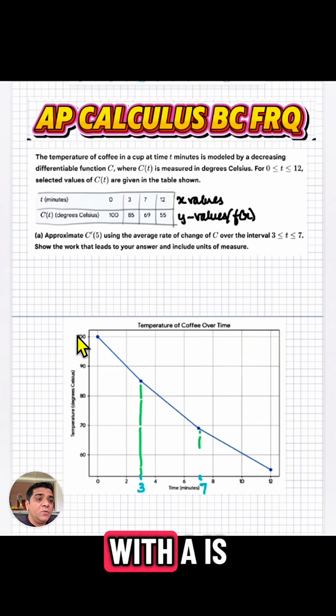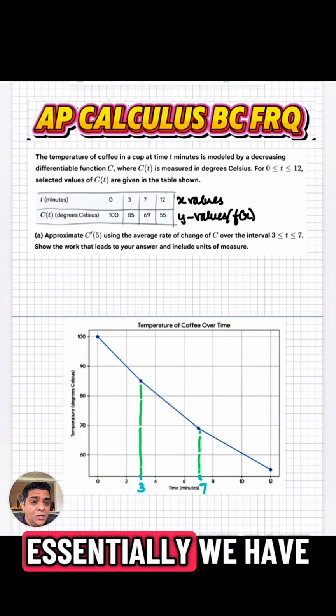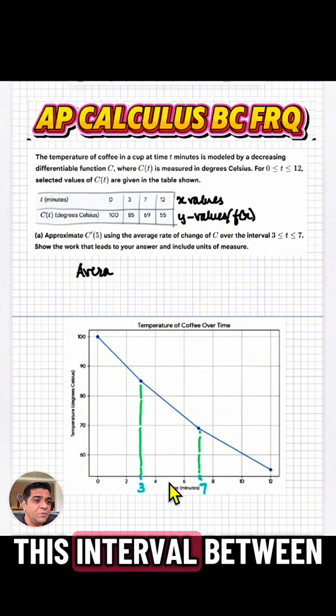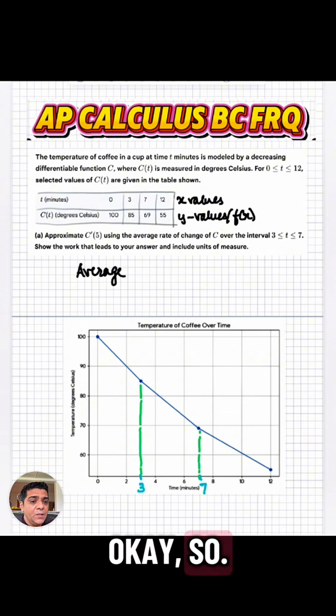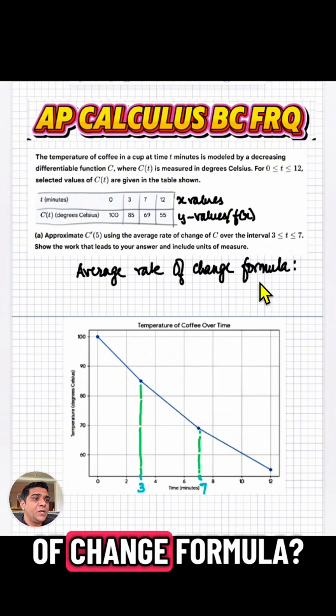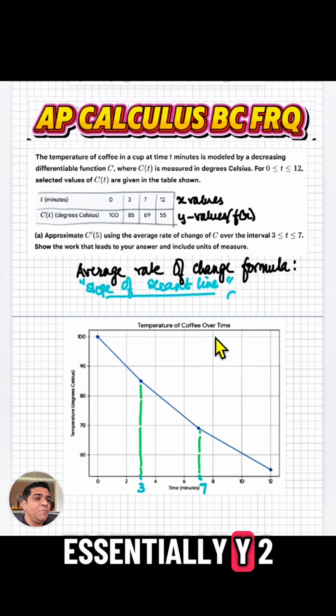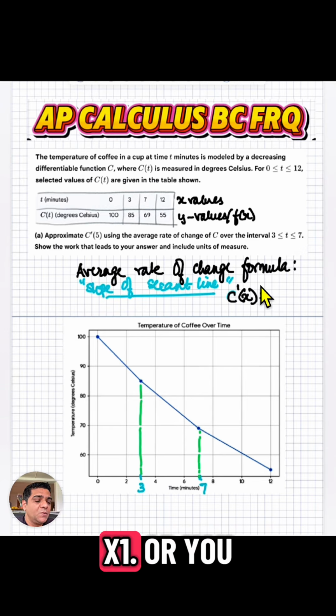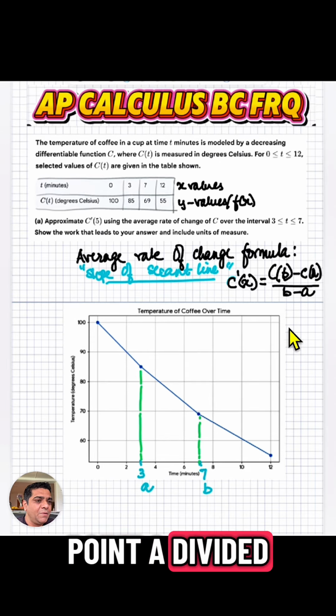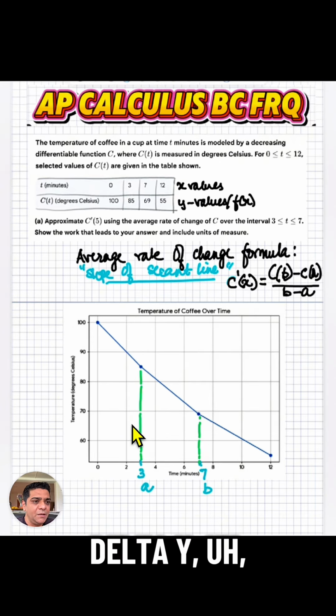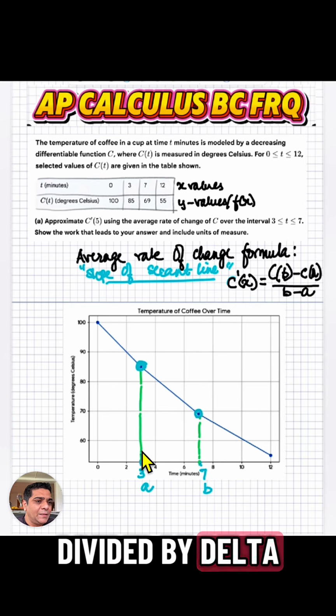So what we have to do with part A is essentially find C prime of t, which is the instantaneous rate of change at 5, using the average rate of change of C over the interval between 7 and 3. Okay, so what is the average rate of change formula? It is the slope of the secant line, same thing. It is y2 minus y1 over x2 minus x1, or you can also say C prime of x is the temperature function at some point B minus the function at some point A, divided by B minus A. So this rate of change is delta y divided by delta x.